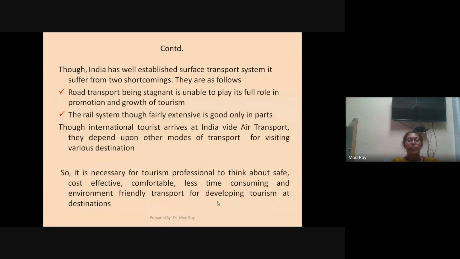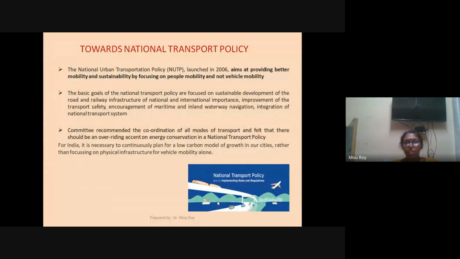And there are some policies also. We have the National Urban Transportation Policy, which aims at providing better mobility and sustainability by focusing on people mobility and not vehicle mobility. The basic goal is, as I've mentioned, sustainable development, because it is always a hot discussion: sustainable development of the road and railway infrastructure of national and international importance, improvement of transport safety, encouragement of maritime and inland waterway navigation, and integration of the national transport system.